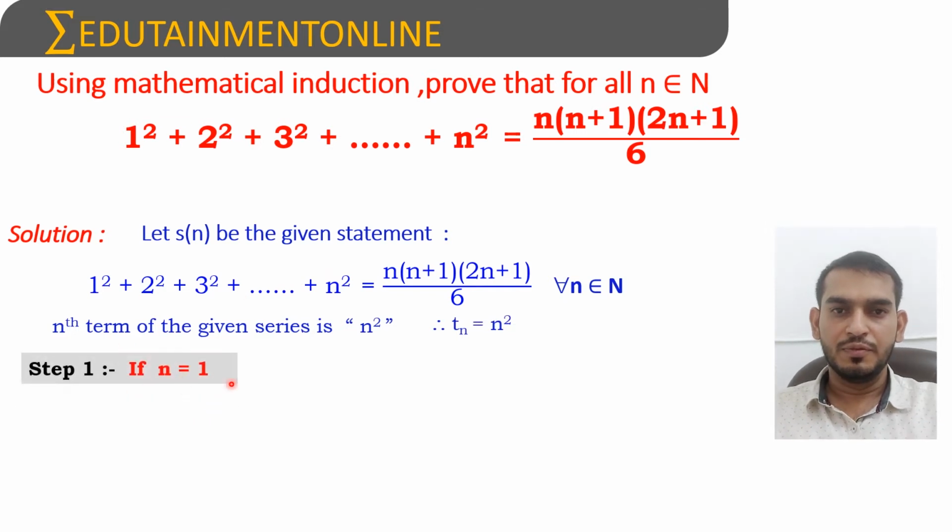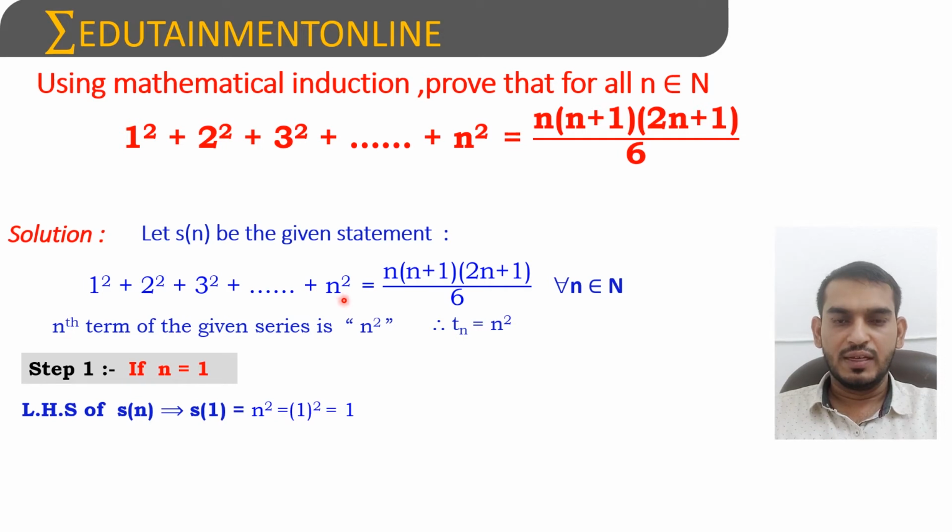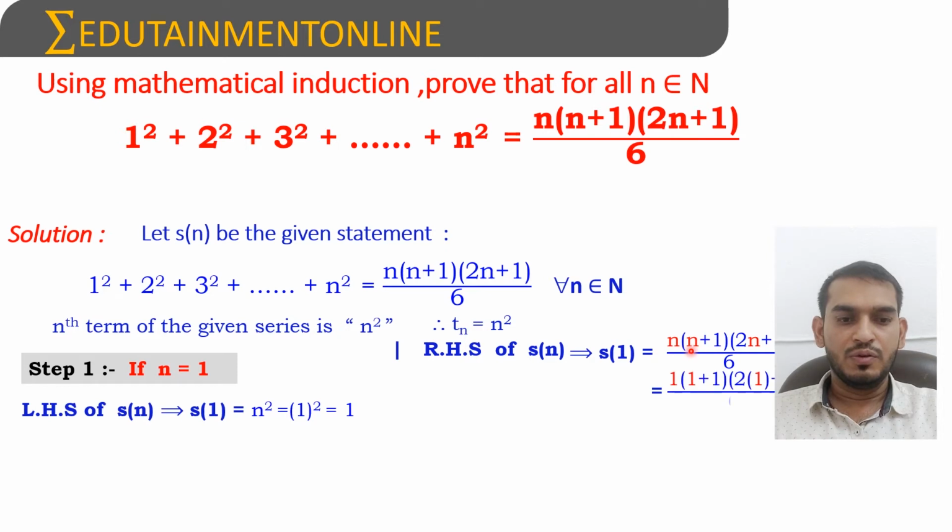So in the first step, we will prove that S of n is true on both the left hand side and the right hand side. On the left hand side, S of n is given as n square. If we substitute 1 in place of n, we will get 1 square is equal to 1. Similarly, on the right hand side, we take n into n plus 1 into 2n plus 1 by 6 and substitute 1 in place of n. So it will be 1 into 1 plus 1 into 2 into 1 plus 1 by 6.